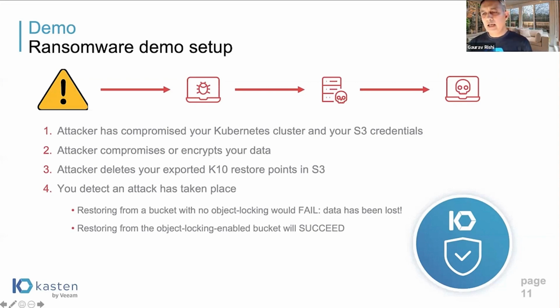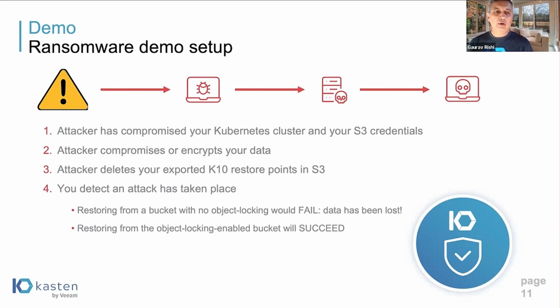Now, let's assume you've got that application, your My Production app, with the profile set up, so you automatically have that object locking enabled in that S3 profile, and you're backing up your application and exporting it. Now, let's assume you are under attack. The attacker has compromised your Kubernetes cluster as well as your S3 credentials. So not only do they encrypt your data, they also delete all the restore points on S3, which is what you were using as your target storage when you exported the data.